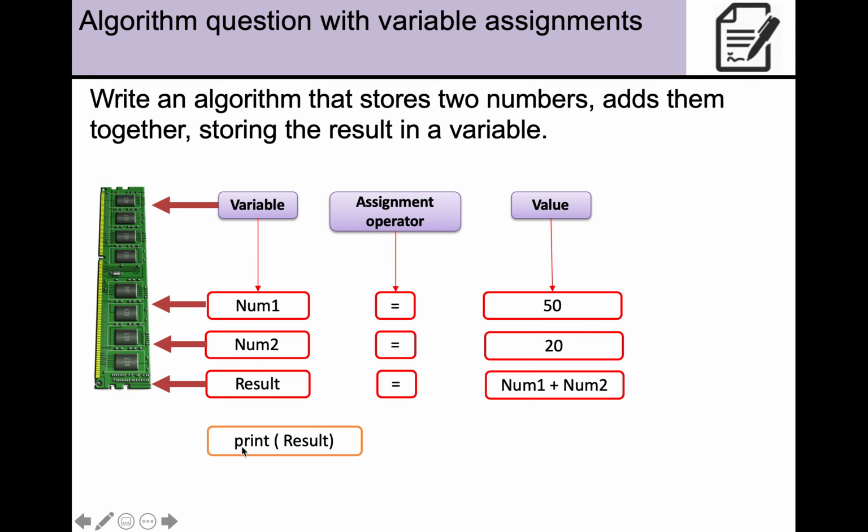Now, the question didn't ask us to output the result, but in order to trace and see how this program's working, I'd like you to try and think, what could the possible result be? What will be displayed on the screen if I print result? Well, it will be 70, because 50 is stored inside num1, 20 is held inside num2. So here, where it says num1 plus num2, I'm actually doing 50 plus 20. That's being assigned to result. And 50 plus 20 is 70. So if I display what's inside result, the answer will be 70.